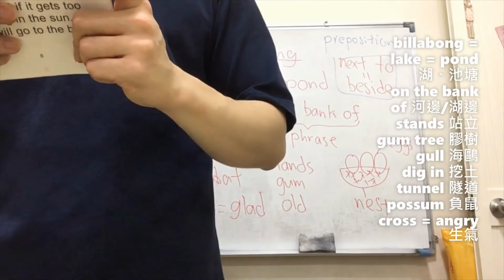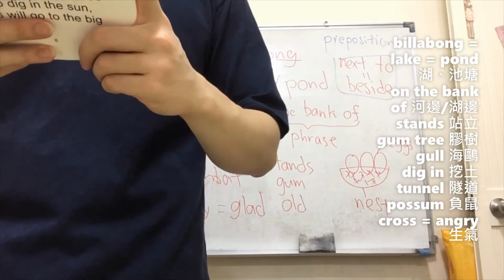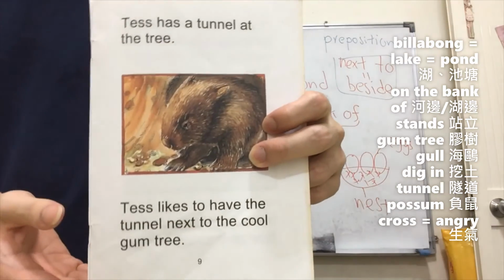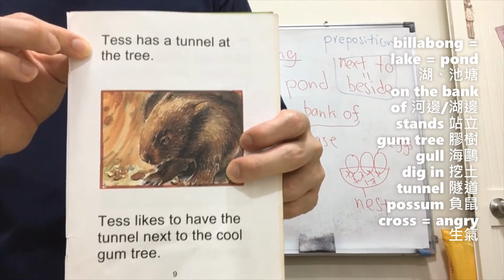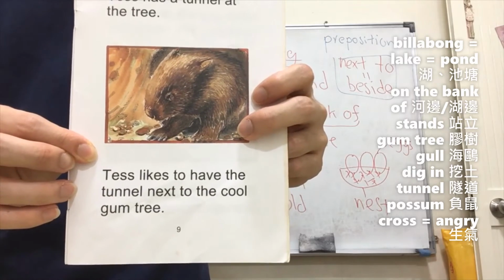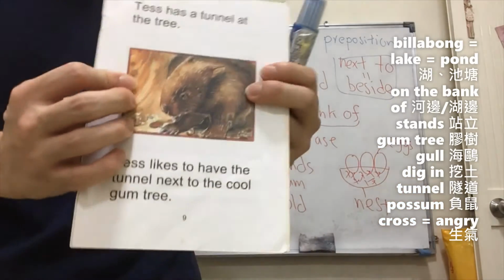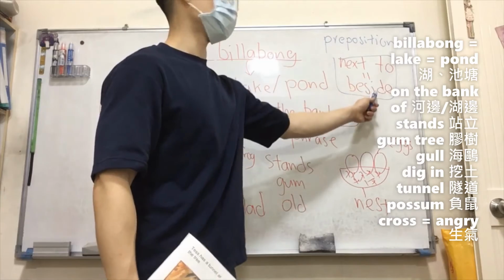Tess has a tunnel at the tree. Tess likes to have the cool tunnel next to the cool gum tree. So Tess has a tunnel, alright? Tess likes to have the tunnel next to the cool gum tree. So you see the word next to appears again.